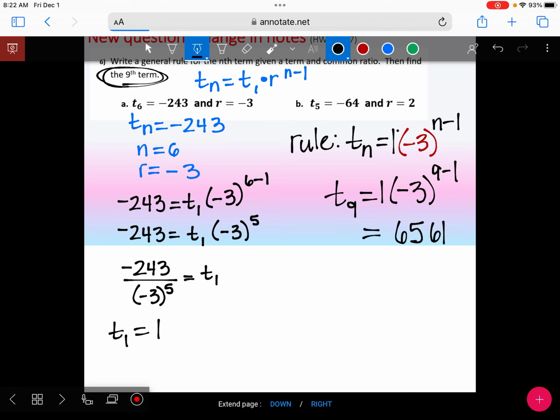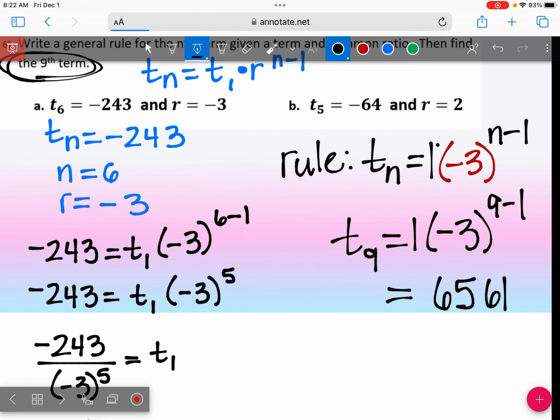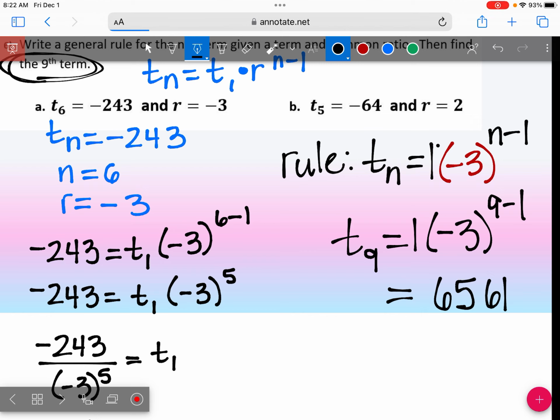All right, so I know I kind of wrote all over the screen. I'm going to leave that there for a second before I erase it all to do part B. But I want you all to try to do part B on your own. I'm going to give you a couple seconds. You know T5 is negative 64 and R is 2. Find the first term and the ninth term.